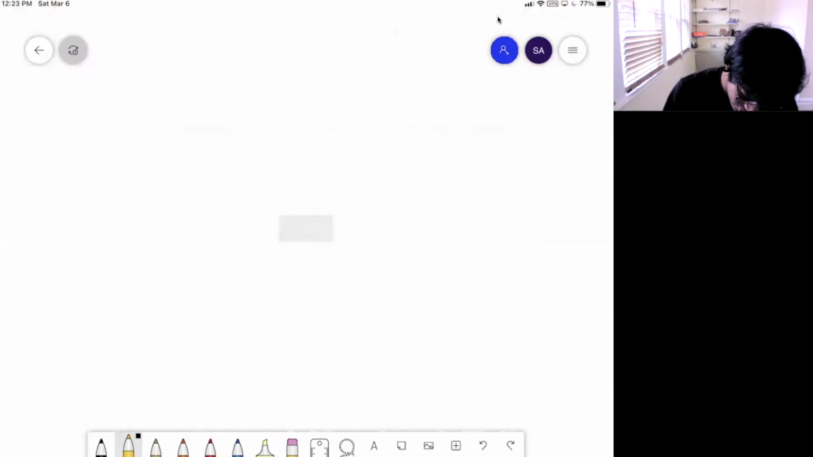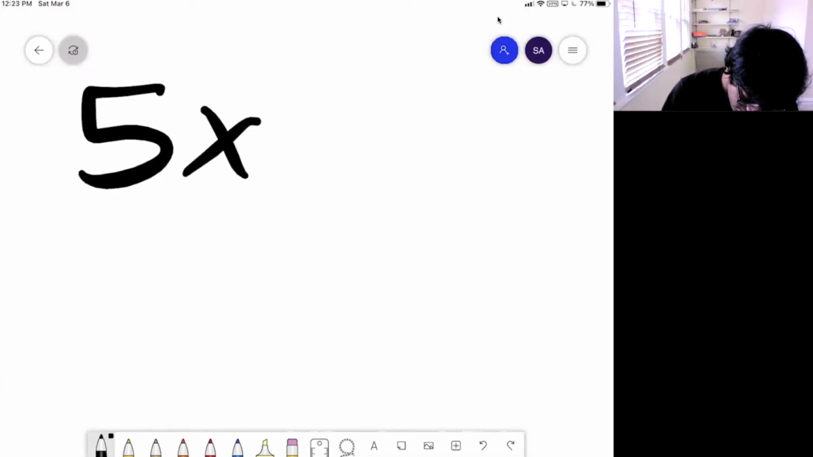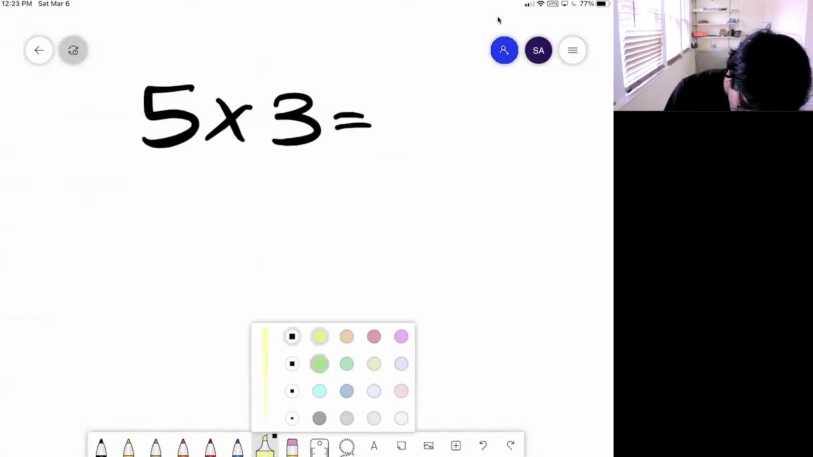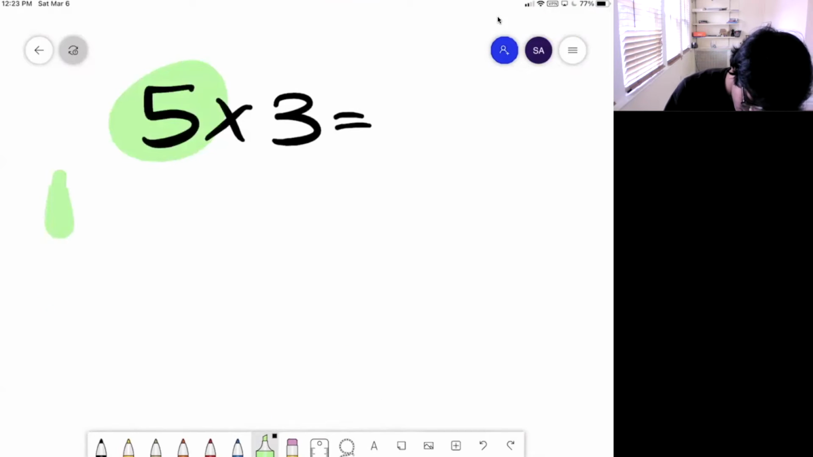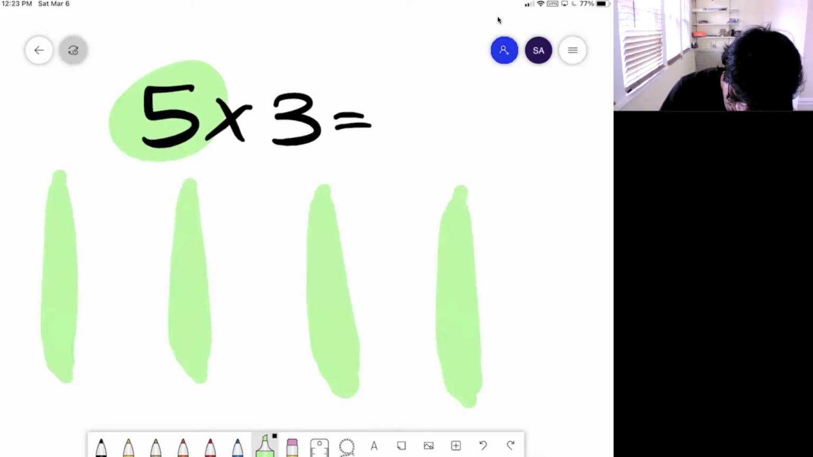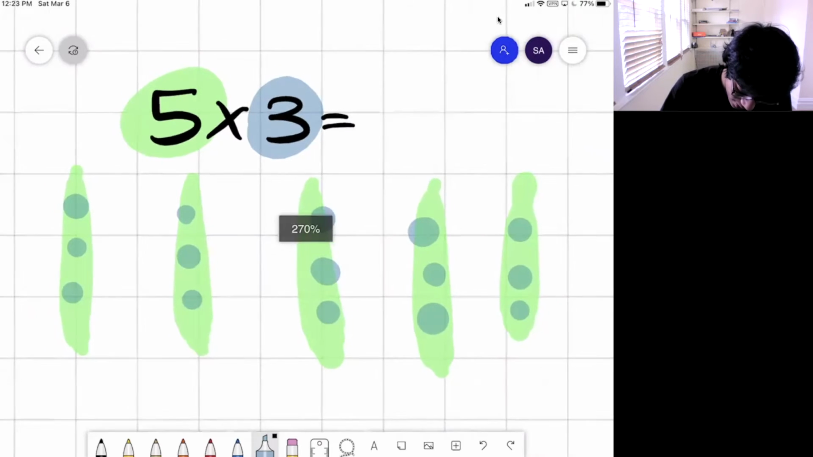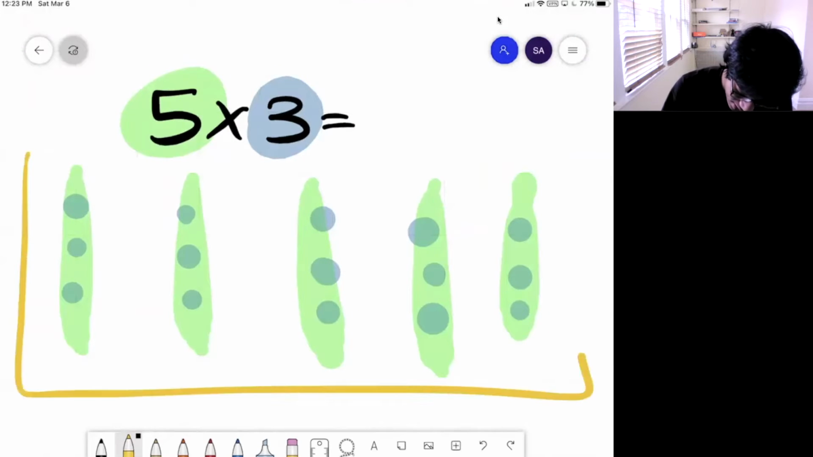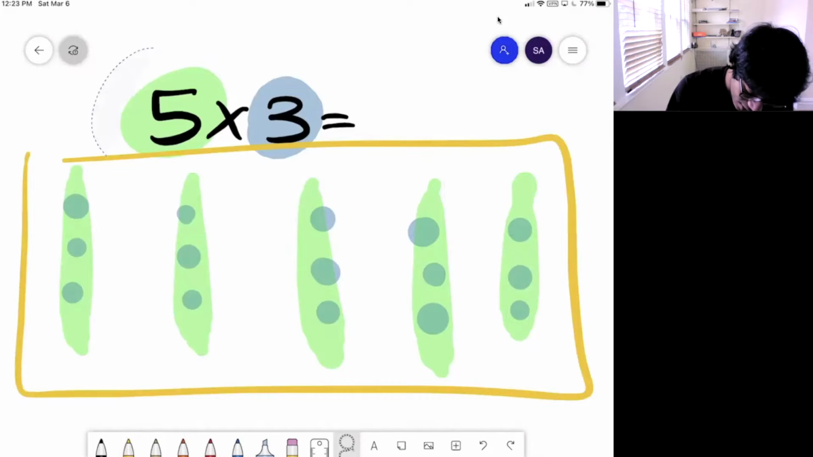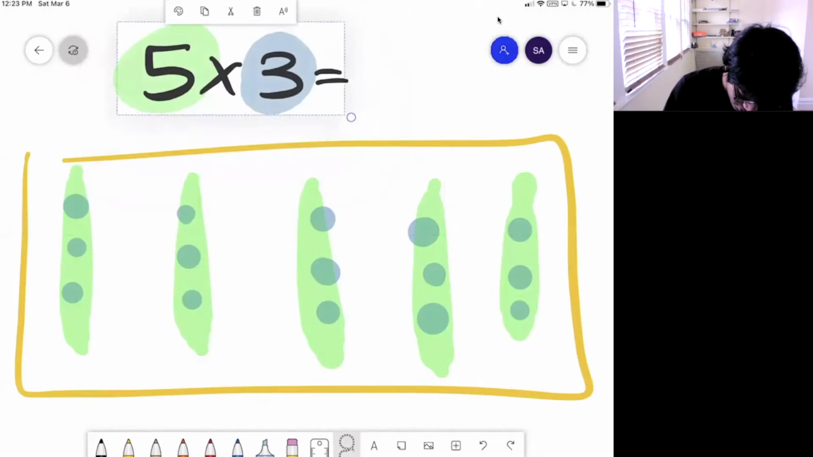5 times 3. Well, what's that going to be? 5 columns, 1, 2, 3, 4, 5, each with 3 dots, 1, 2, 3. And now we're going to count out how many dots in the whole shebang. How are we going to count up? Well, just do it, right?